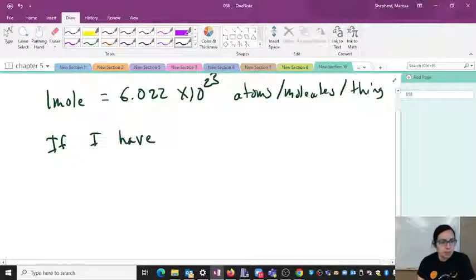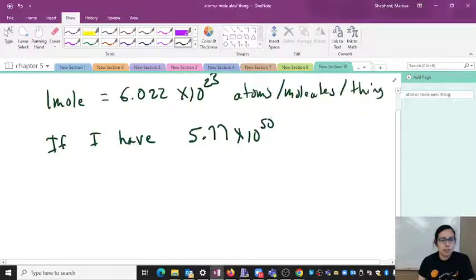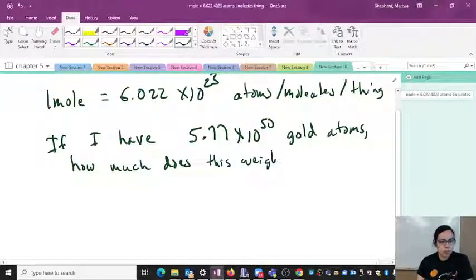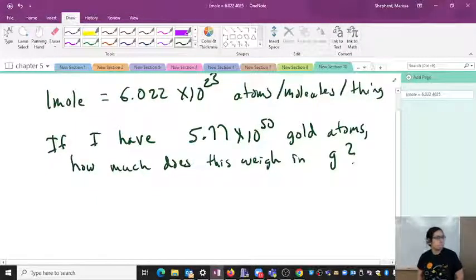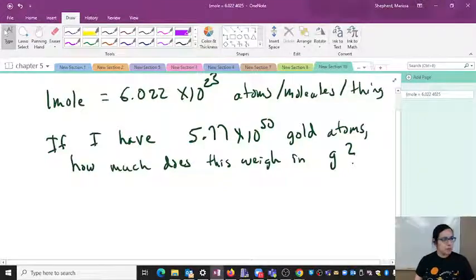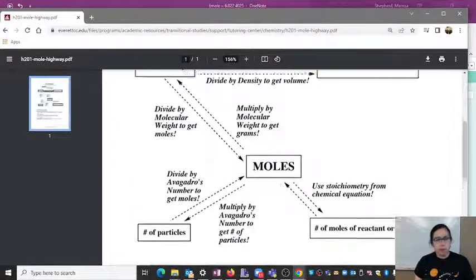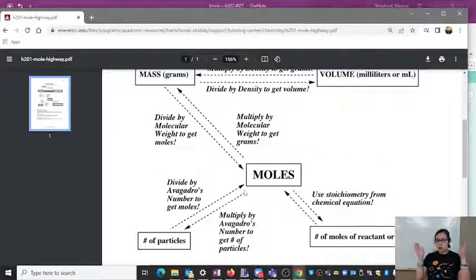If I have 5.77 times 10 to the 50th gold atoms, how much does this weigh? Give everyone at least a minute to think about it, but just go back to your dimensional analysis and look at your little chart to help you.